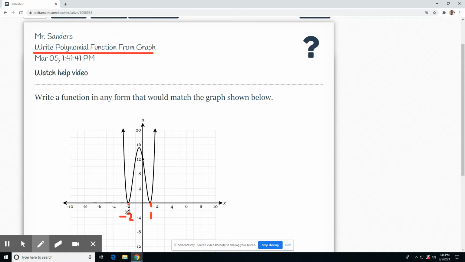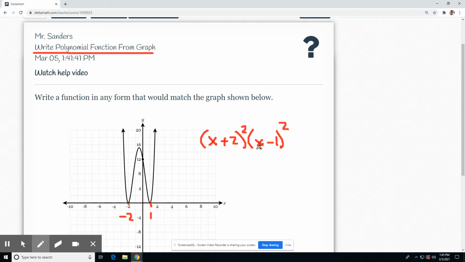So what does that mean? It's basically the opposite of these numbers. So it would be x plus 2 squared, double it, and then x minus 1 squared.